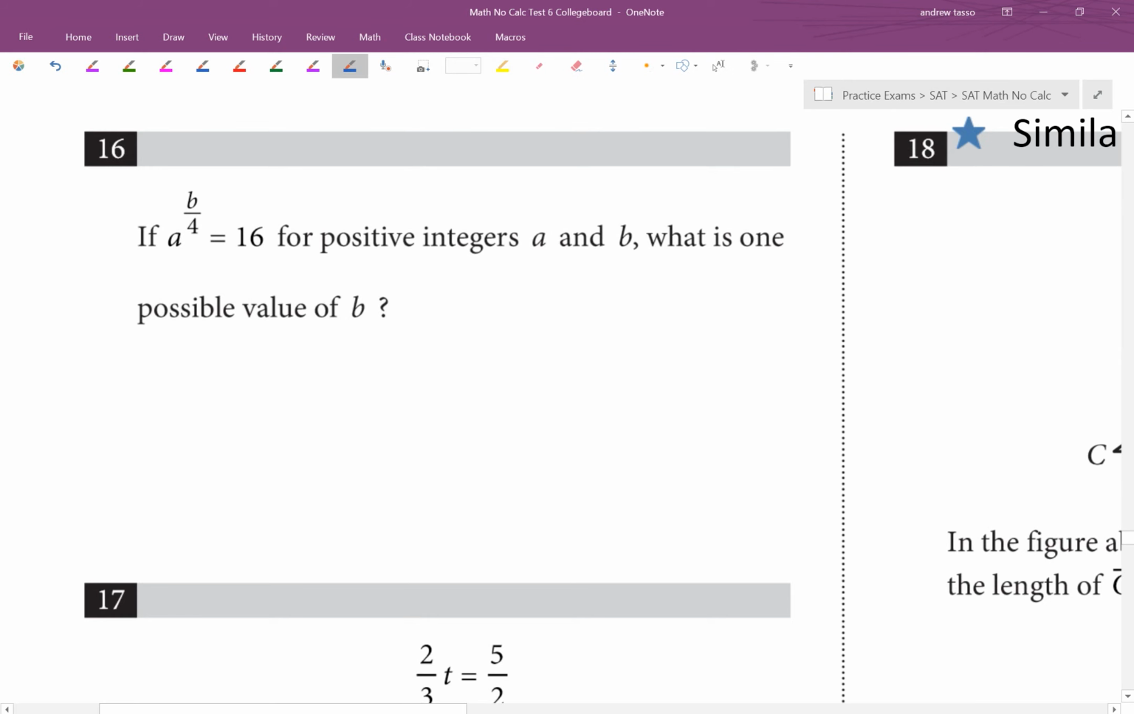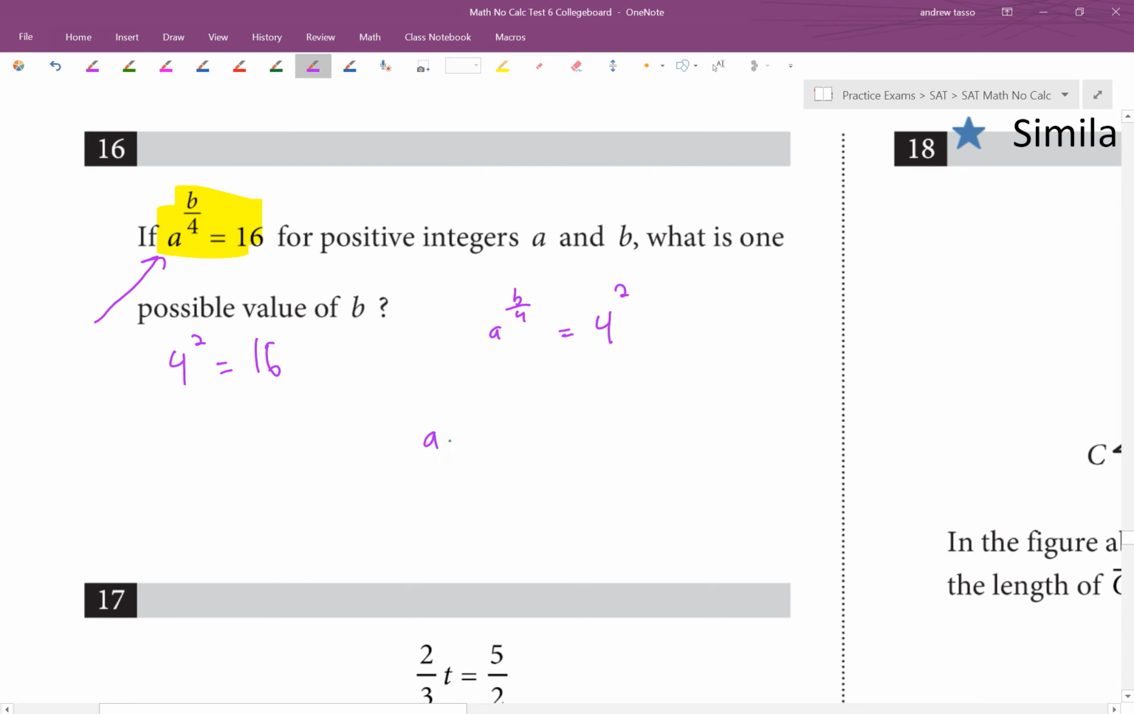Right, so here we have an equation. What is one possible value of B? Since they want one possible value, that means there's more than one way to do it. So the way I look at this is maybe this is supposed to be 4 squared, because that's another way to get 16, right? So that means that A to the B over 4 has to somehow equal 4 squared.